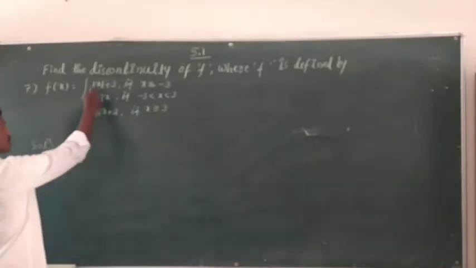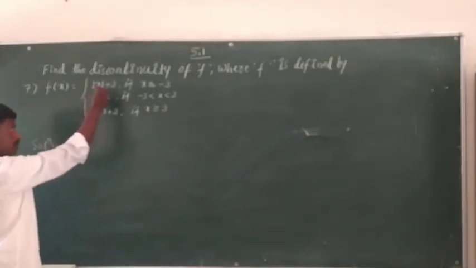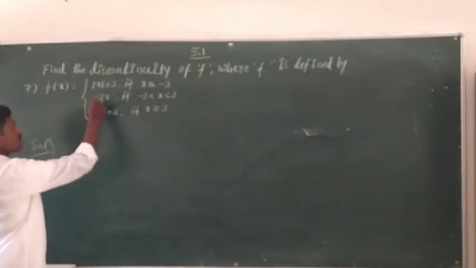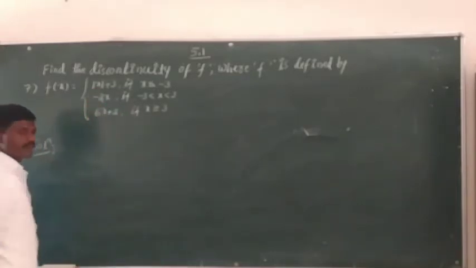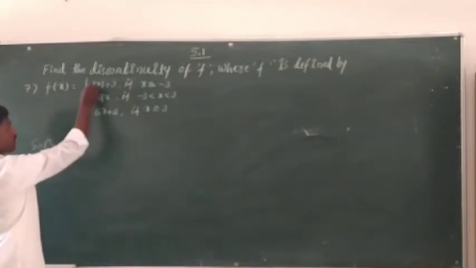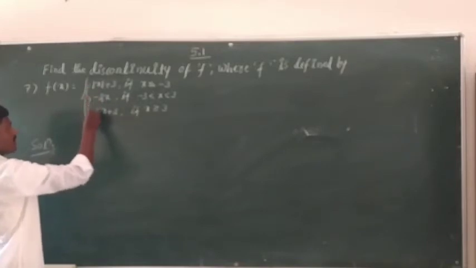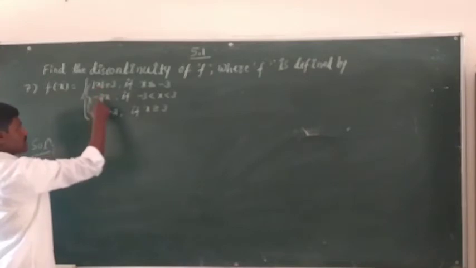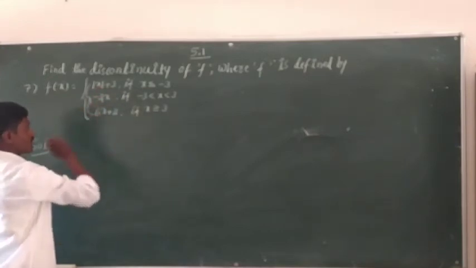Here the function is in pieces. There is more than one function; there are 3 pieces. So we first have to relate the first and second pieces, LHL and RHL, and again the second and third. For these two, this is LHL and this is RHL. For these two, this is LHL and this is RHL. Like this.